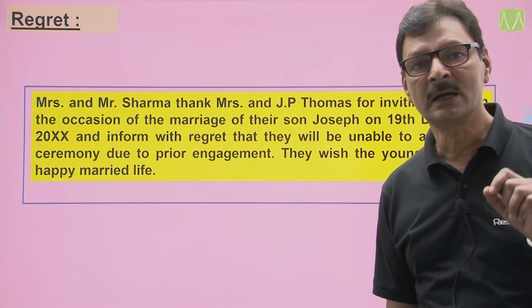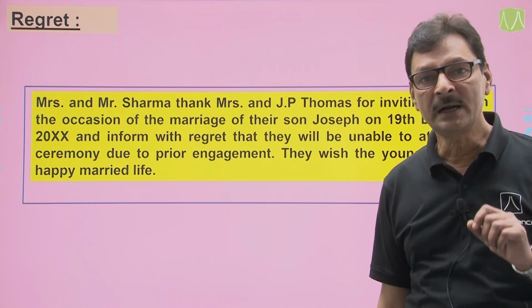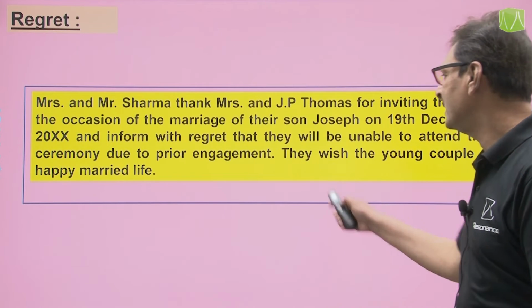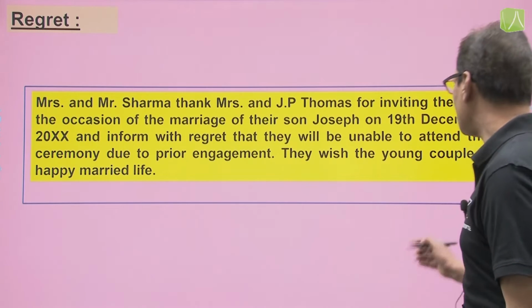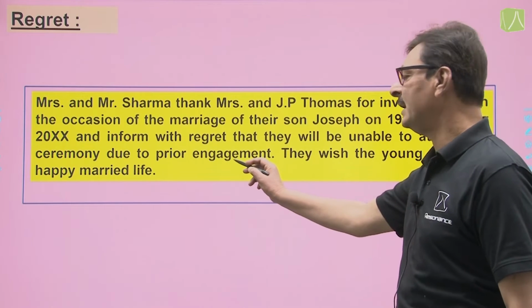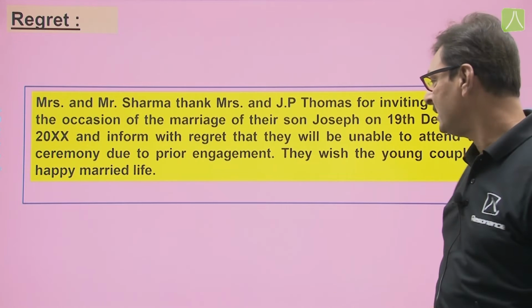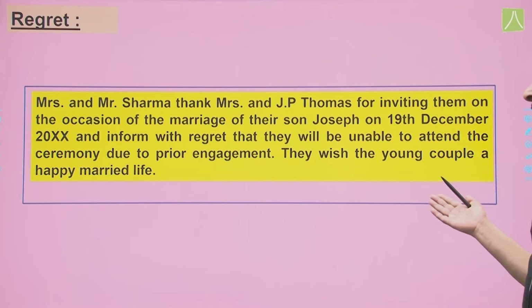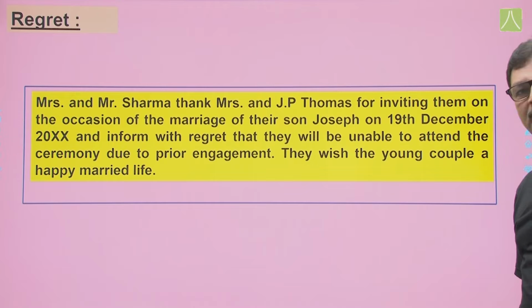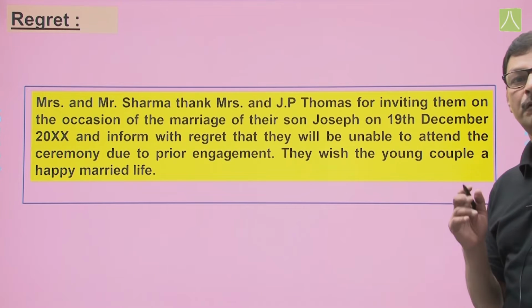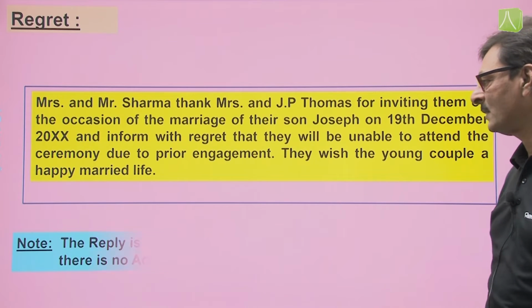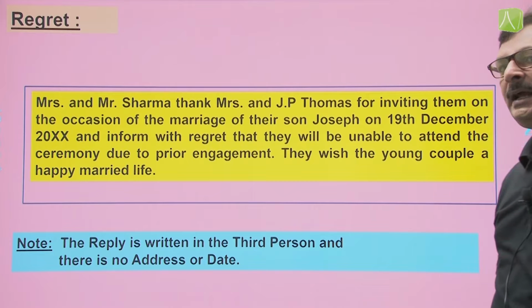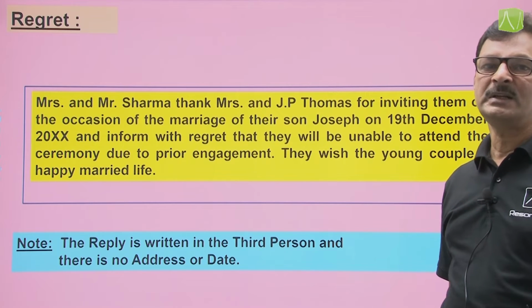Here you have to state the reason, you have to specify the reason why you will be unable to attend that ceremony, and inform with regret that they will be unable to attend the ceremony due to prior engagement. We can show some formality. One more sentence is written: they wish the young couple a happy married life. So this is how you have to write the reply to the formal invitation for family functions. I hope the things are very clear with all my friends. And again, the reply is written in the third person and there is no address or date specified over here.